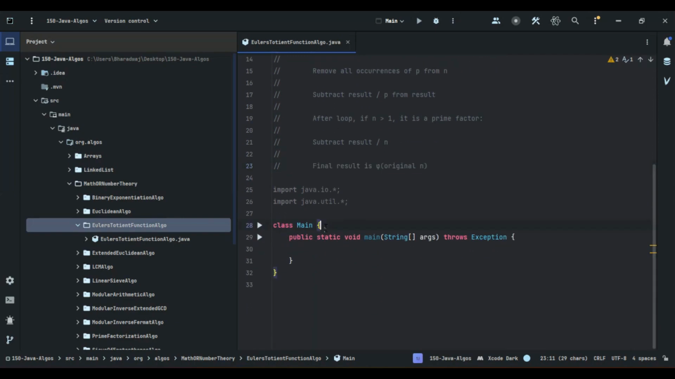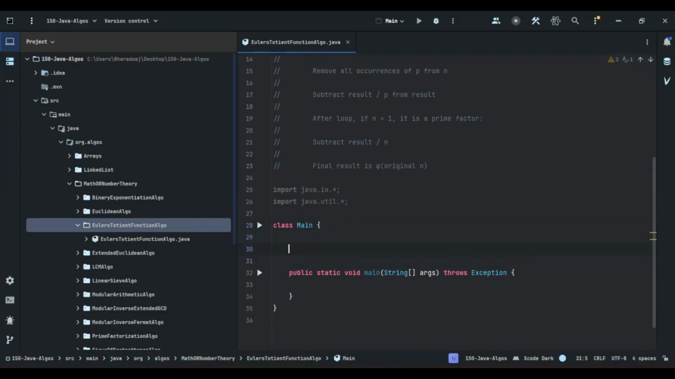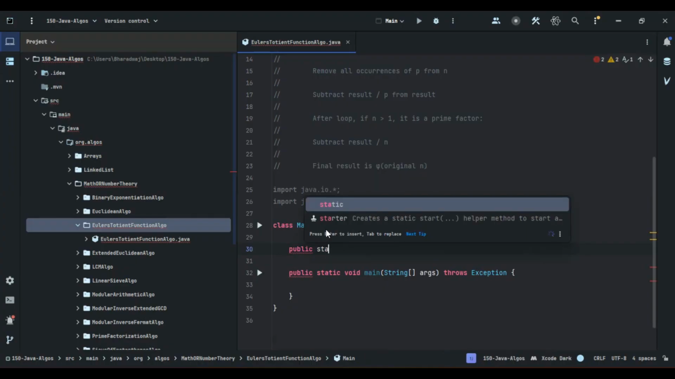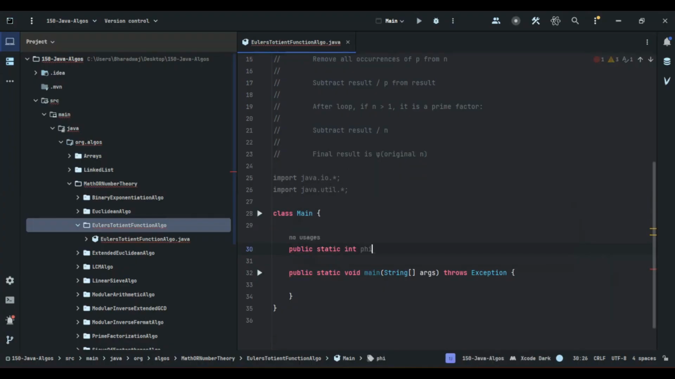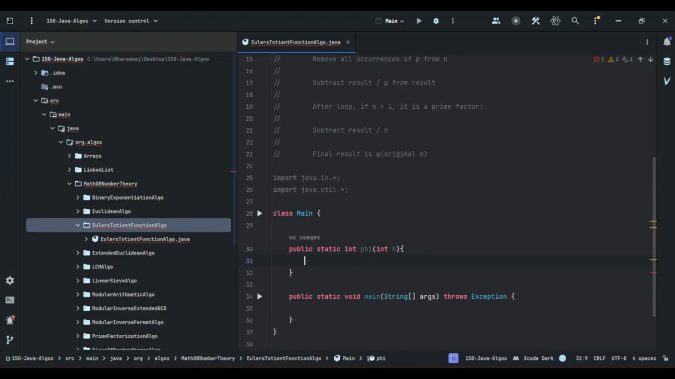First, within the main, let me consider one more method named phi. I'll go with public static int phi, and this one needs one parameter named n.